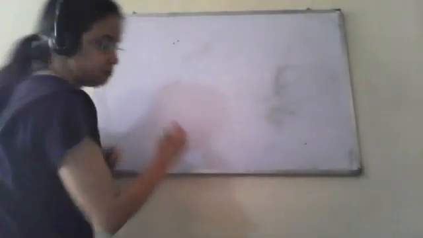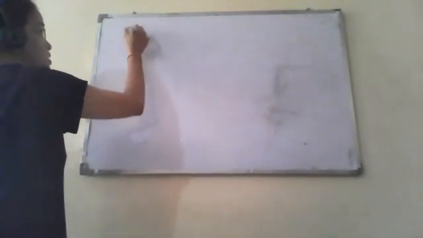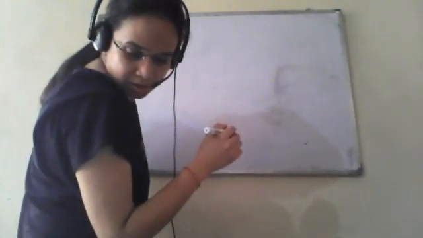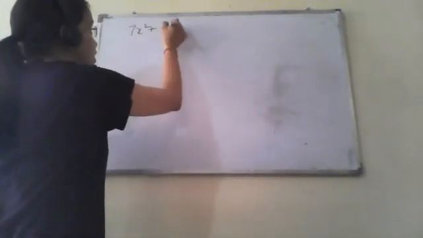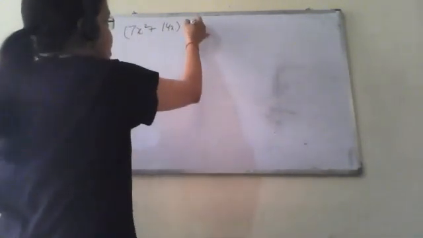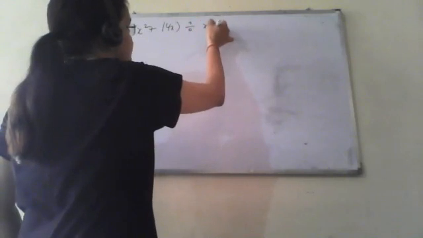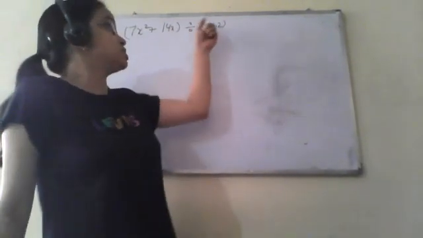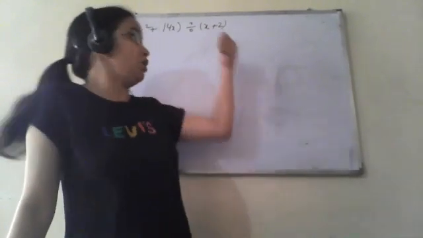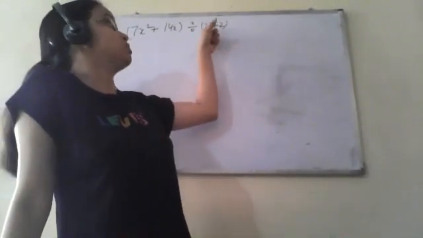Now the first example is 7x square plus 14x. We have to divide this expression by x plus 2. In earlier cases, what we have seen is that the divisor used to be a monomial. Now it is a binomial. It has got two terms. This is x plus 2. Now how are we going to do this?